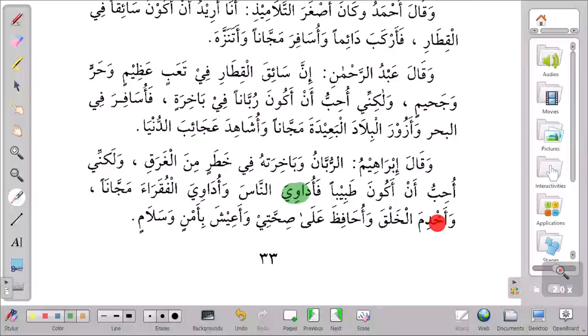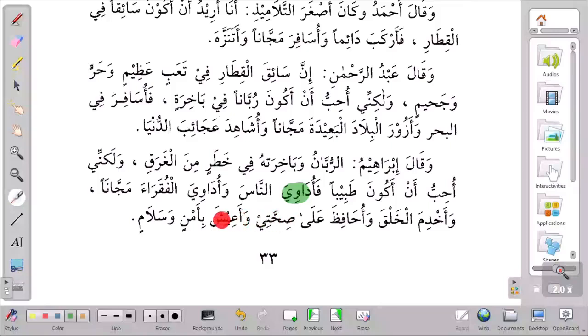So khadima is the verb. Yakhdumu is the present tense verb. So wa akhdima, whether wa akhdimu or wa akhdima, they are both correct. You can say wa akhduma or wa akhdima, kasra or dhamma on the dal is correct. So wa akhdima al-khalqa, and I will serve the creation. Wa uhafizu ala sihhati, and I will preserve my health. Sihhatun, we have seen this one previously. Sihhatun is health. Hafiza, he preserved. Yuhafizu ala, he is preserving. Uhafizu, you see this one, it means I. Uhafizu ala sihhati, I will preserve my health.